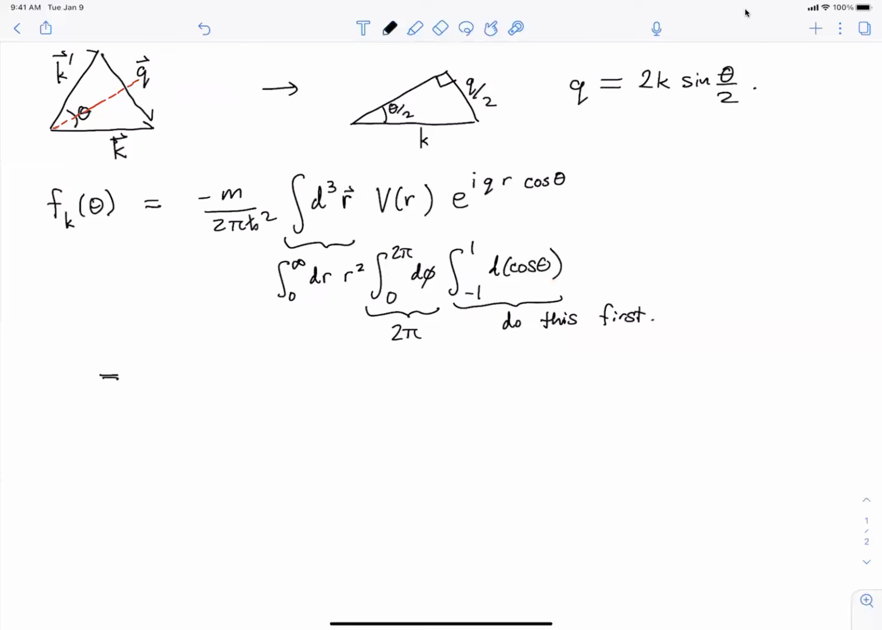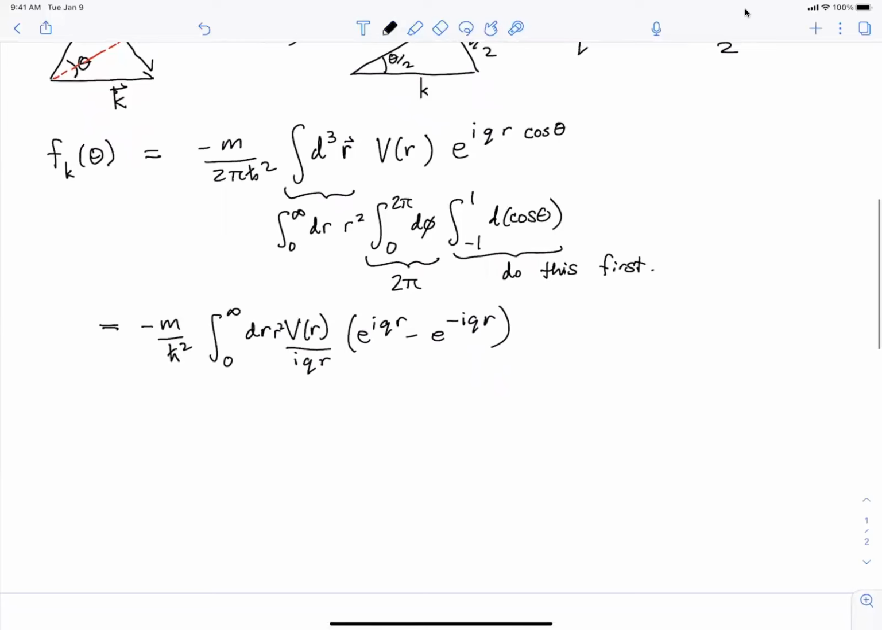Okay, so this becomes minus m over h bar squared. The 2 pi's cancel. And then there's an integral 0 to infinity dr, v of r, over iqr, times e to the iqr minus e to the minus iqr from doing the integral. And let's see, I forgot my r squared here. So I'll put it back. I'll squeeze it in there. Okay.